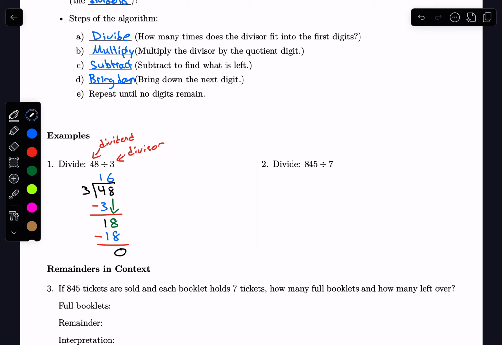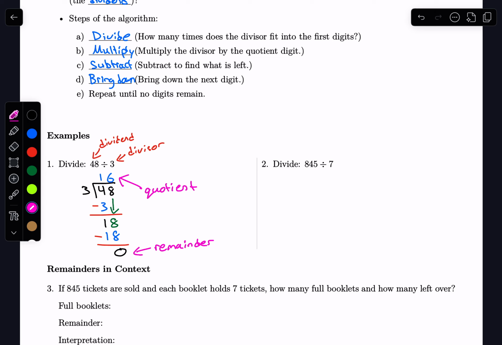All right, the only things we don't have labeled here yet: we already know 48 is the dividend and 3 is the divisor. 16 up here on top is called the quotient. And 0 down here at the bottom is the remainder. So we have quotient, remainder, dividend, divisor.